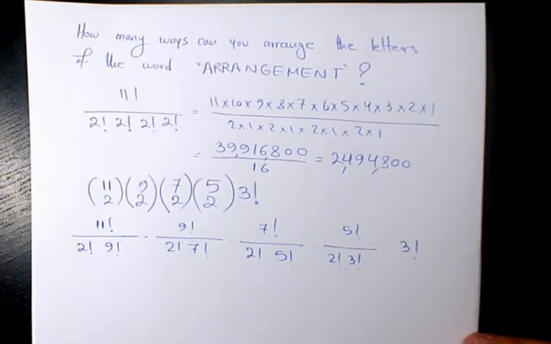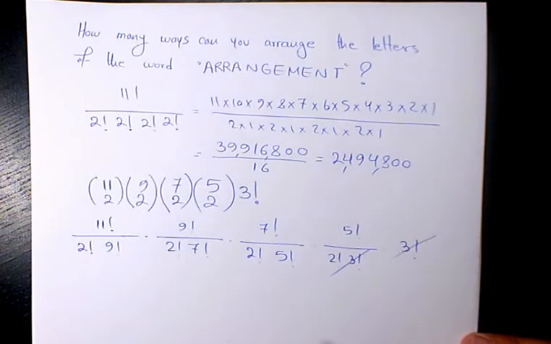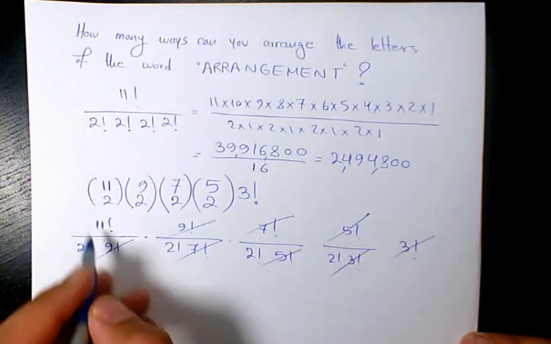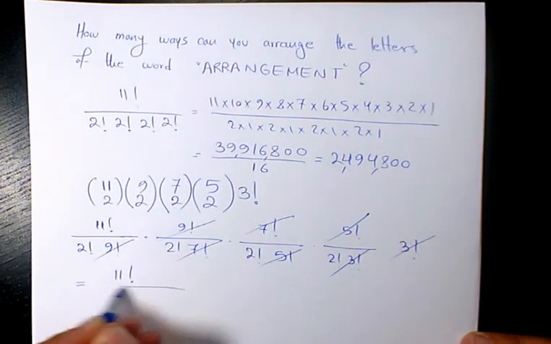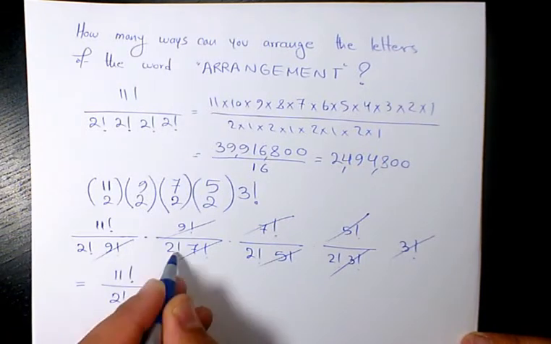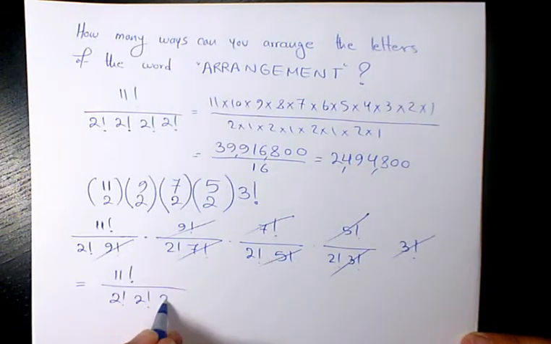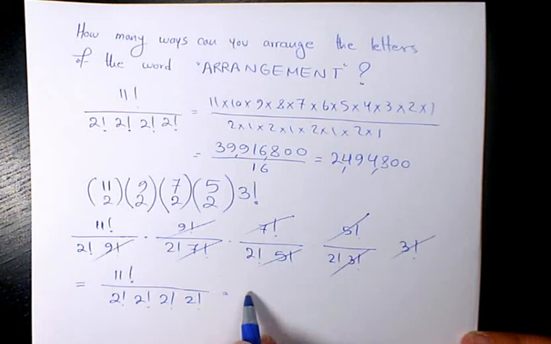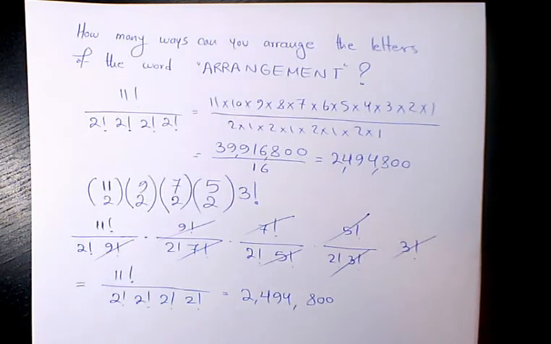Then I start cancelling. 3 factorial cancels out. 5 factorial and 5 factorial cancel out. 7 and 7 cancel out. 9 and 9 cancel out. So that's going to simplify to 11 factorial divided by 2 factorial, 2 factorial, 2 factorial, and 2 factorial, which is exactly what we have here, and the answer must be the same: 2,494,800 different ways to arrange the word arrangement.